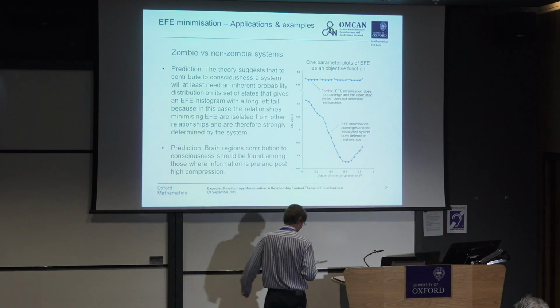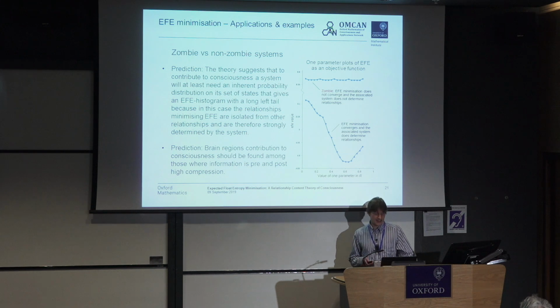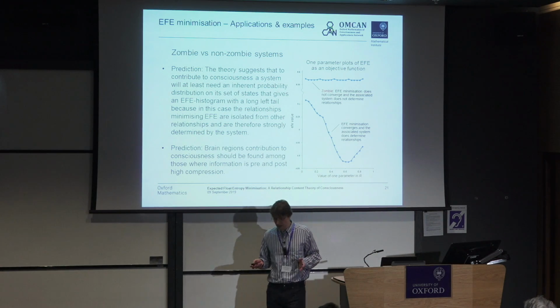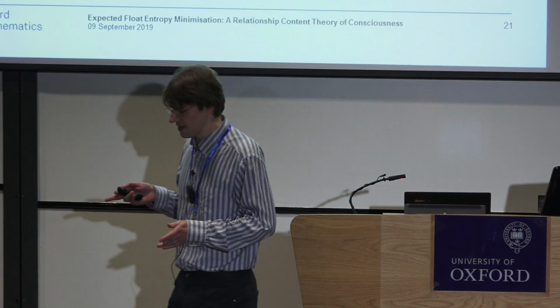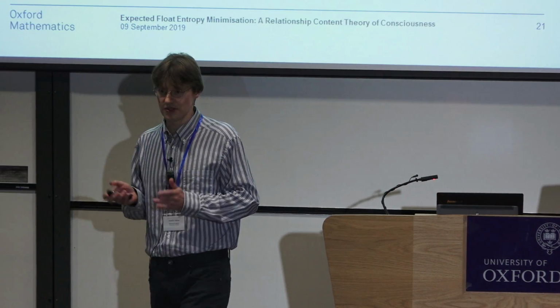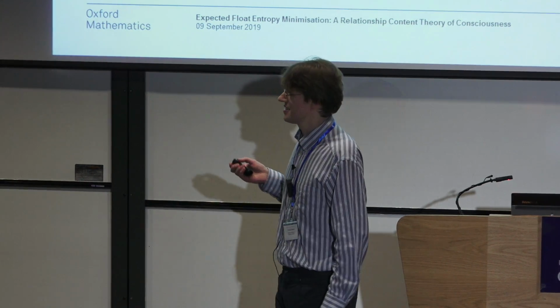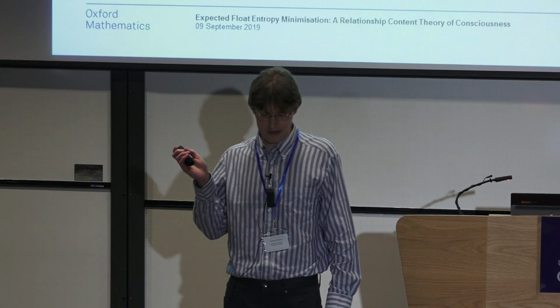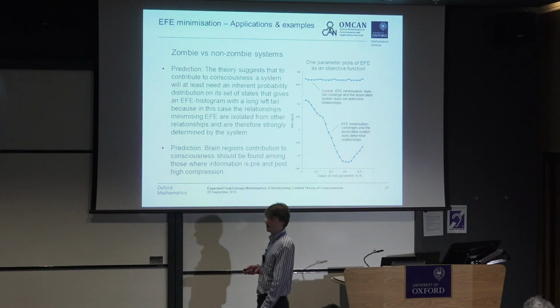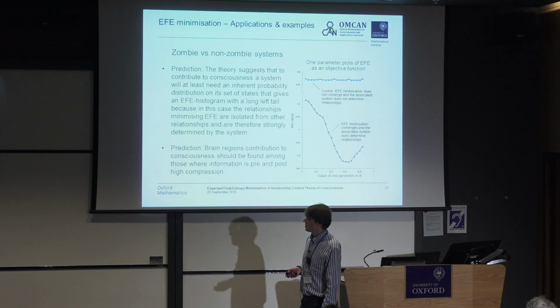So I've got a lot of text. A couple of predictions on this slide. The first prediction is that for systems to be conscious in the context of this theory, they should isolate relationships strongly. They should not be zombies. And with regard to the brain, maybe there are some parts of the brain where the information is very compressed. When you do data compression, you increase the randomness, it becomes more random. So this suggests that we should find consciousness in parts of the brain which are either pre or post compression, if that is going on. So there's a couple of predictions from this piece of theory, which may be of interest.